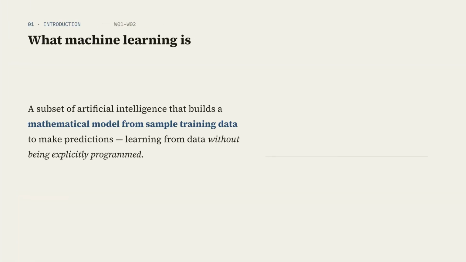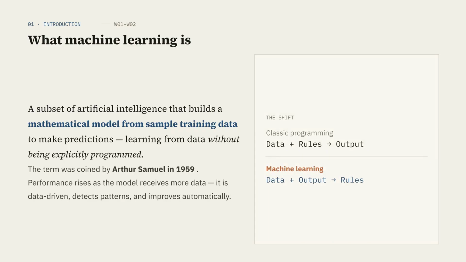Machine learning is a subset of AI that builds a mathematical model from training data to make predictions. The key is that the machine learns without being explicitly programmed, improving as it sees more data. This is a shift from traditional programming, where humans write every rule.